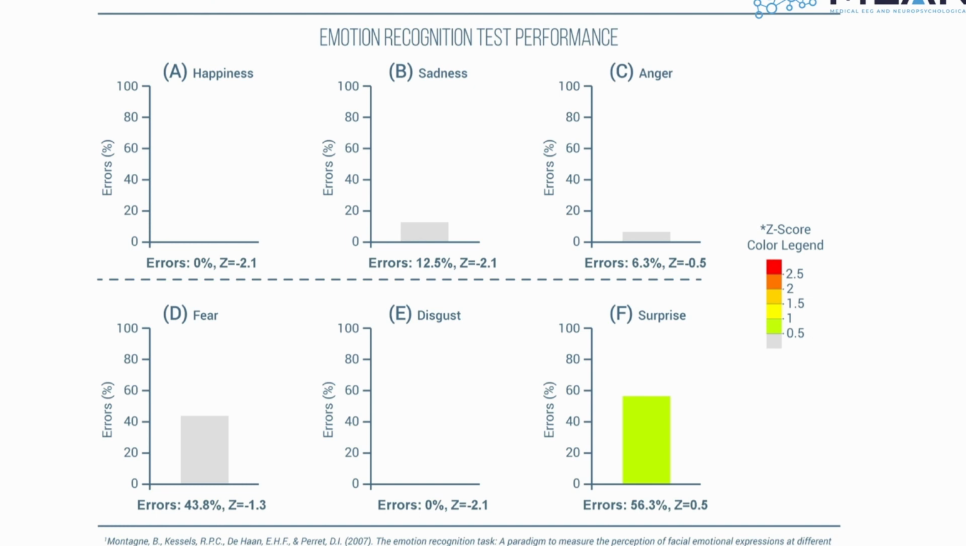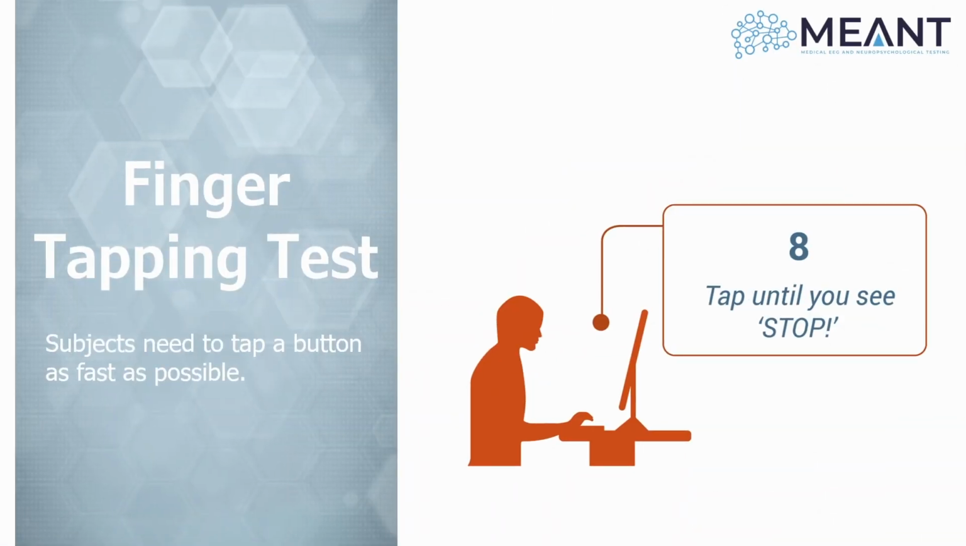Here, the color of the bar corresponds with a z-score category that is explained in the z-score color legend on the right. What stands out from these results is that the error percentages for fear and surprise are relatively high, but the z-scores are quite low, illustrating that most people find it difficult to dissociate facial expressions of fear and surprise. The final test that will be discussed is the finger tapping test.